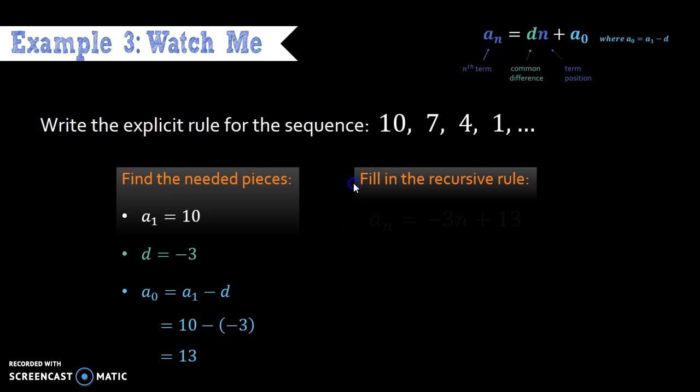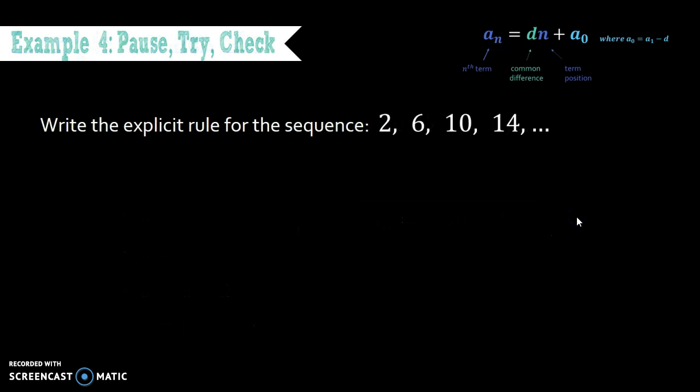Now we just fill in the pieces. A sub n is equal to -3 times n plus 13. And now that we have the explicit rule, I could say, hey, go find the 100th term, or go find the 51st term, go find the 1000th term. And you would just plug that number, whatever term you care about, in for n, and simplify using your order of operations. It's a really easy way to find specific terms in your sequence.